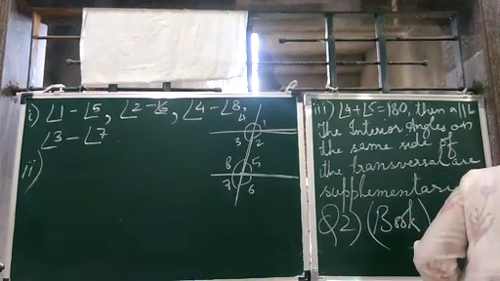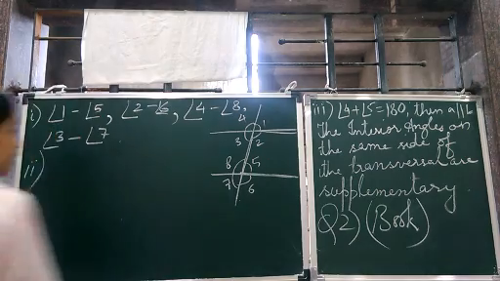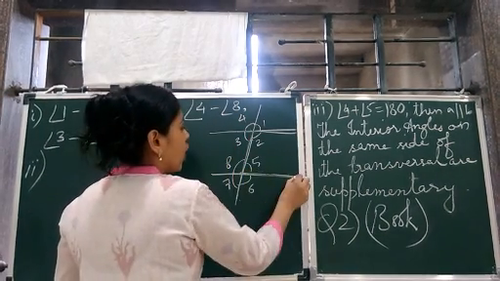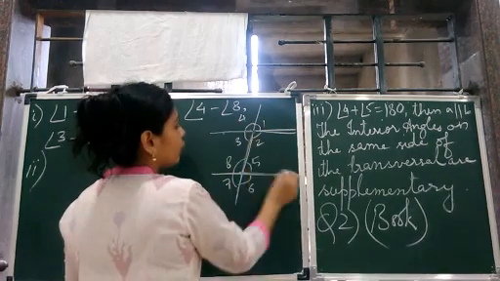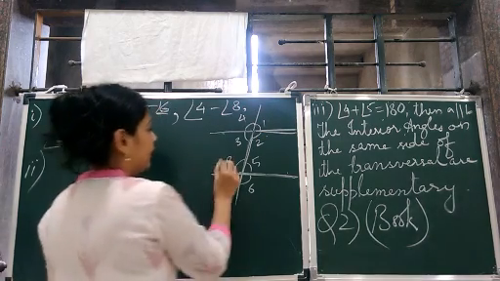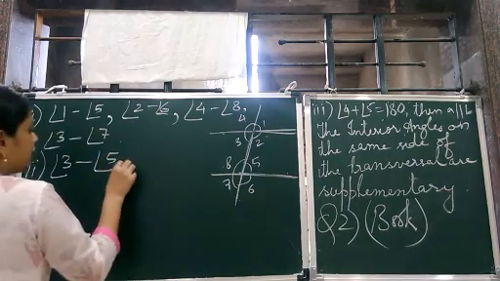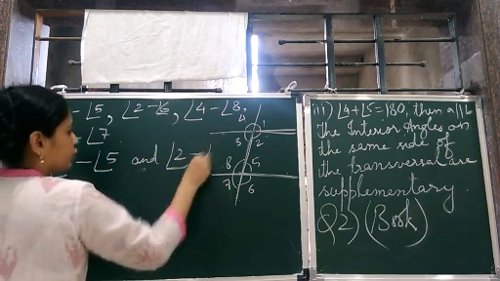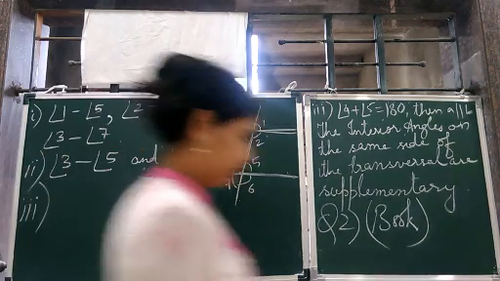Second one is pair of alternate interior angles. Alternate means formation of Z. This Z is formed, and interior means inside the parallel lines. So who forms Z? 3 and 5 and 2 and 8. Angle 3 and angle 5 and angle 2, angle 8.